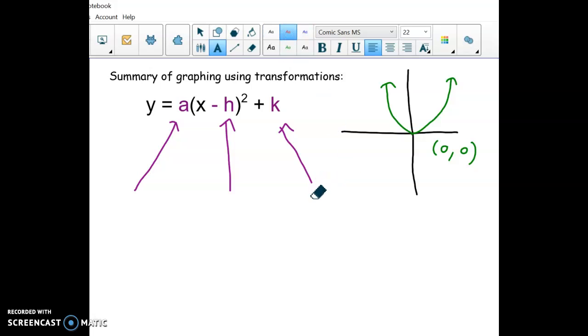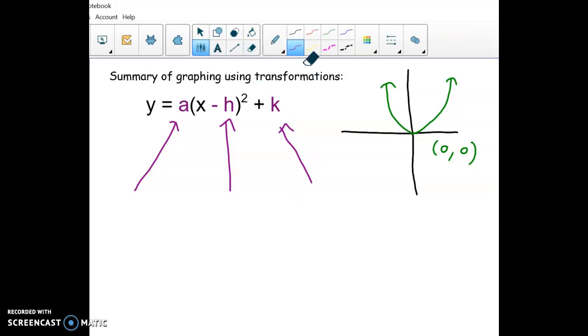Okay, so the k will move us up or down. It's going to move it up if it's positive, so like +3 would go up 3, and down if it's negative, so something like -4 would make us go down 4.